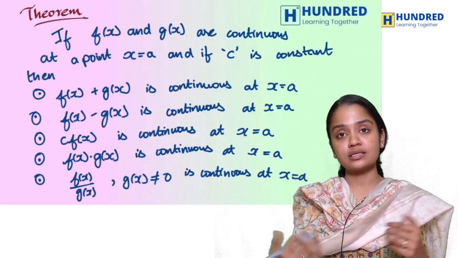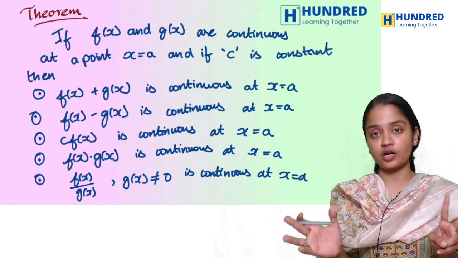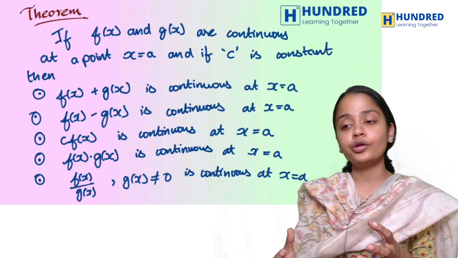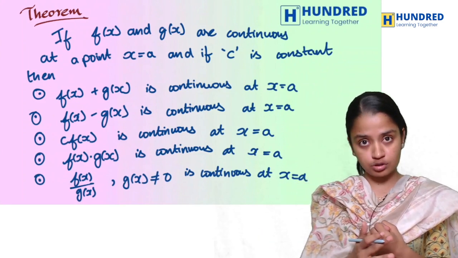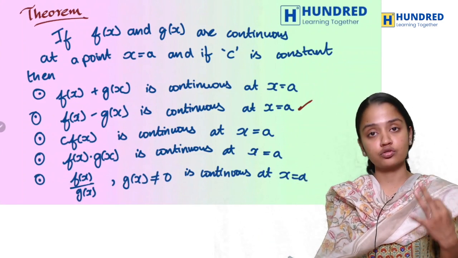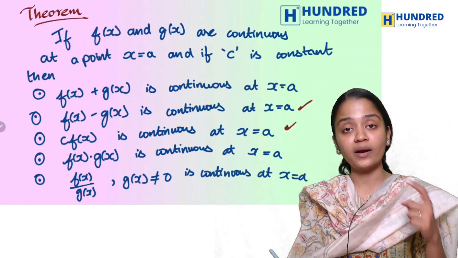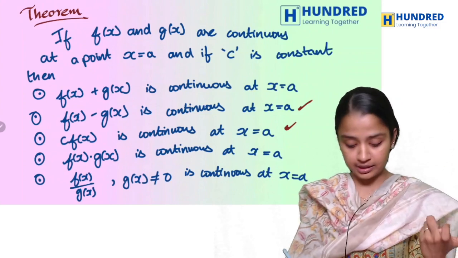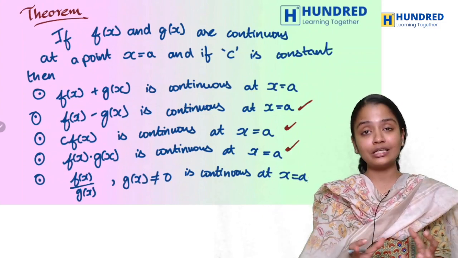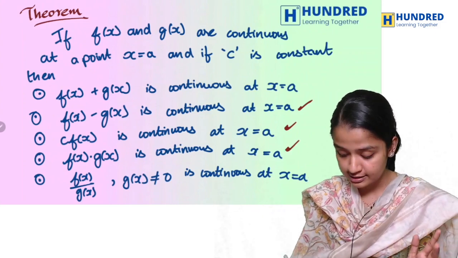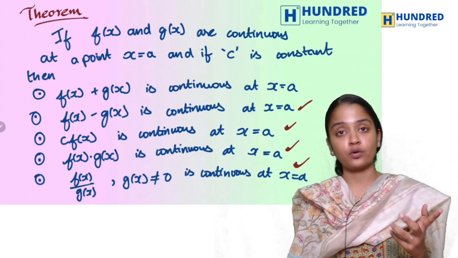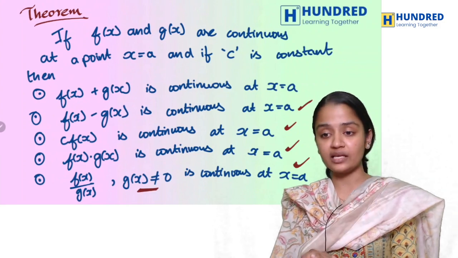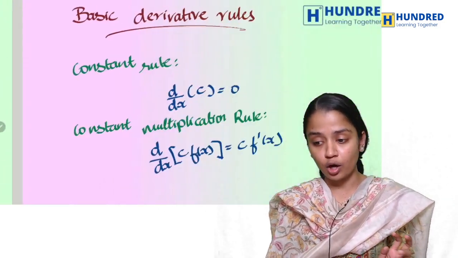And now you are seeing the theorem. Basically, these are the properties: if two functions are continuous, the addition of the two functions is also continuous and the subtraction of those two functions is also continuous. If you multiply a constant to a function, the resultant function is also continuous. If you multiply two continuous functions, that is also continuous. And when you divide two continuous functions, that is continuous provided the denominator is not equal to 0. So these are the main properties.